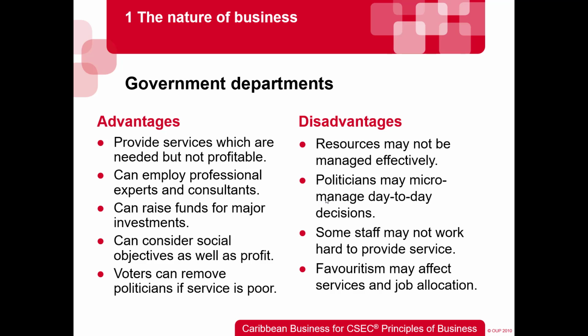And of course, disadvantages: resources may not be managed effectively. If there's one thing you should know about government departments, government-run entities, it is that they are not really efficient, because government have to worry about votes and those kinds of things. So you might see them hire 10 persons to do the job that only one person can do. So you get to a utility company, you're trying to get something done. You have to go to one, two, three, four, five persons to get something done when you can go to one person in the private sector.